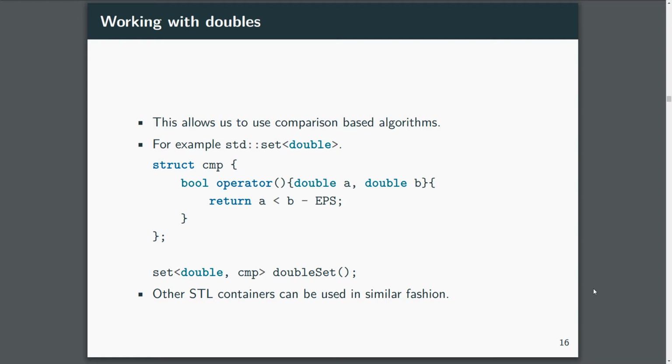We can even use a set. So we define our comparator, which compares the numbers and orders them for our binary search tree. And then we can have a set of doubles with the comparator.